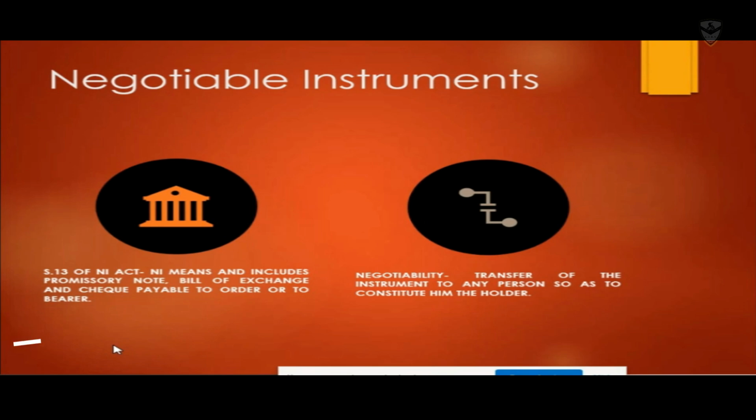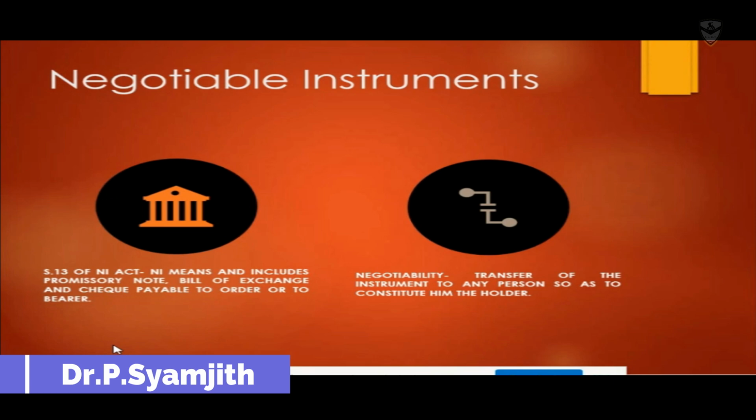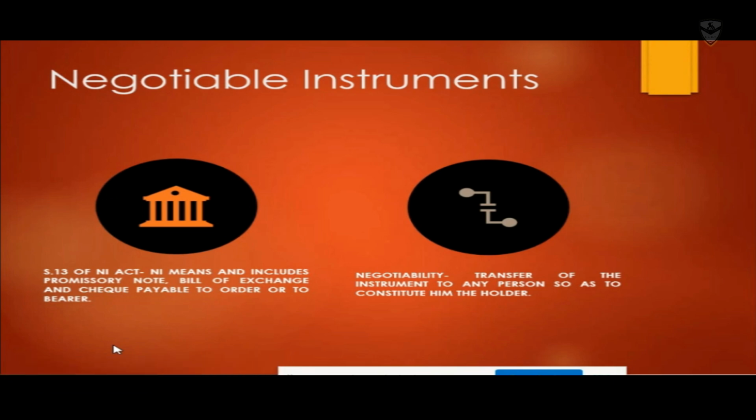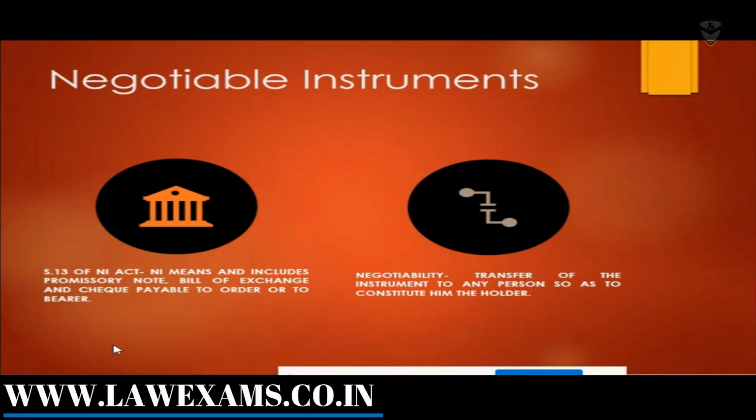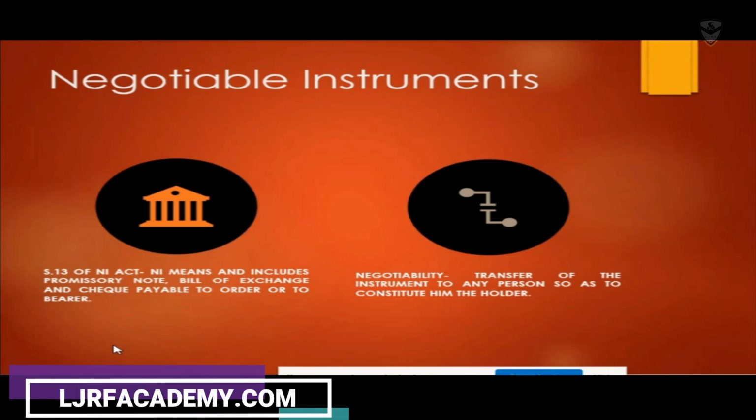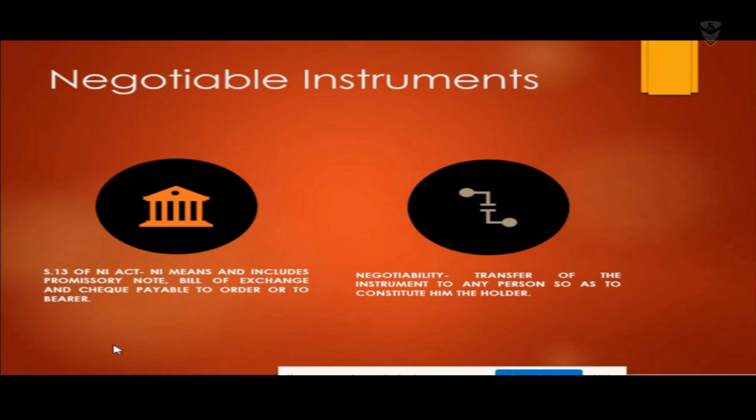Check payable to order means, suppose you are paying a certain person, if I write the check in that person's name, it is called a check payable to order. Or if it is the bearer, it means the person who is coming to a branch with a check is called the bearer. So the check payable either to the bearer or to the order is also called a negotiable instrument. And what is negotiability? Transfer of the instrument to any person so as to constitute him the holder. Negotiability means you are transferring the instrument so as to entitle that person to be the owner of that instrument so that he can go to the bank and withdraw the money from the bank.